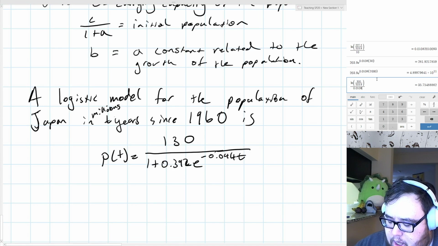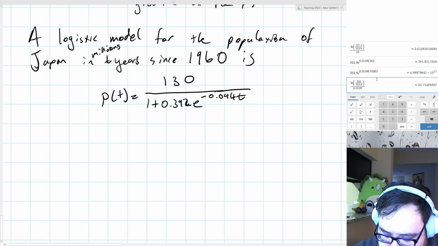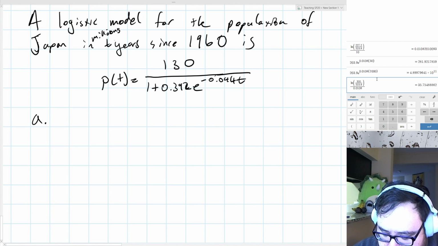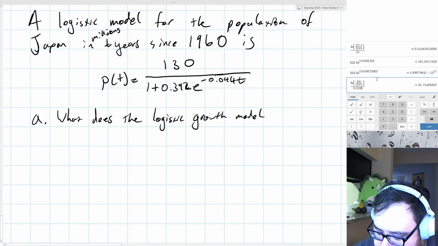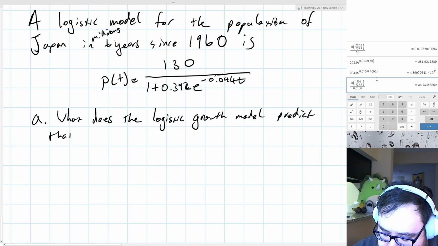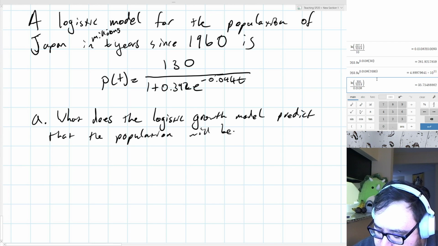Okay. So, what does our logistic growth model predict that the population should be? So, A, what does the logistic growth model predict that the population will be in 2018?